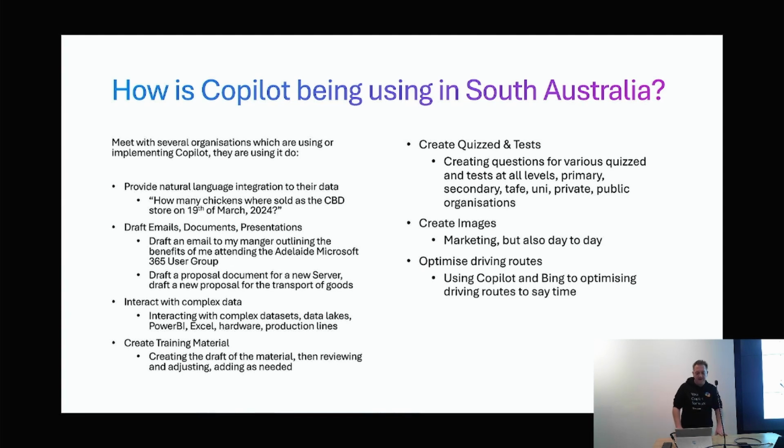Optimizing driving routes, this is something that I'm working on currently, and this will be using a new model called Phi-3, P-H-I, or Pi, no, Phi, sorry. Phi-3, it's actually a small language model developed by Microsoft. It is available in the Azure store at the moment. We'll dive into that as well.